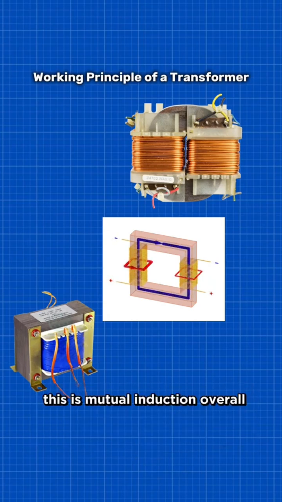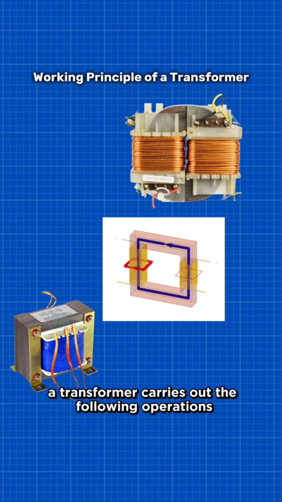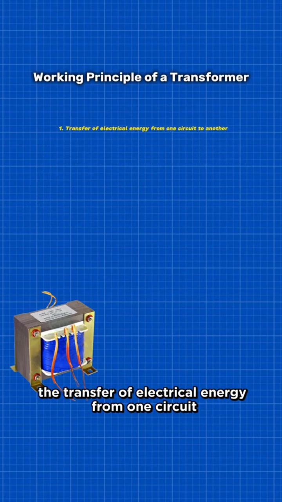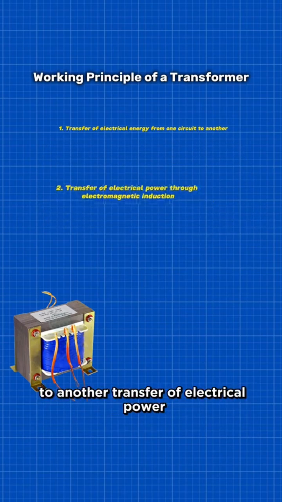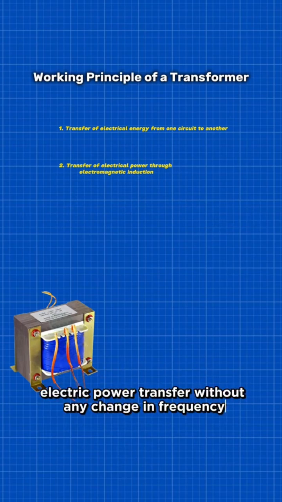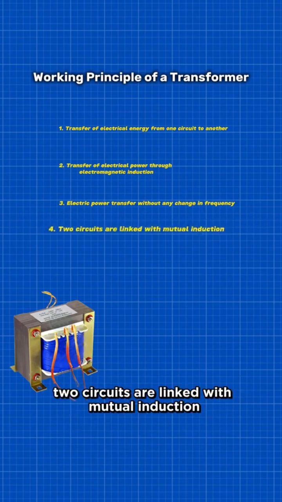This is mutual induction. Overall, a transformer carries out the following operations: the transfer of electrical energy from one circuit to another, transfer of electrical power through electromagnetic induction, and electric power transfer without any change in frequency. Two circuits are linked with mutual induction.